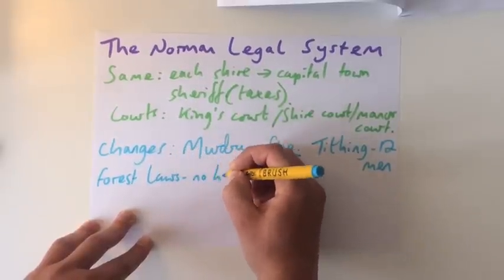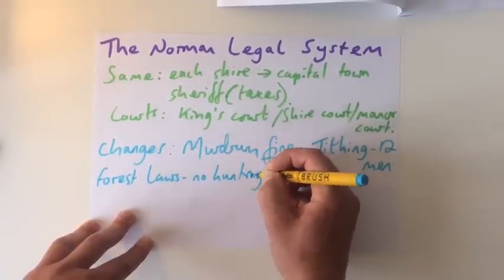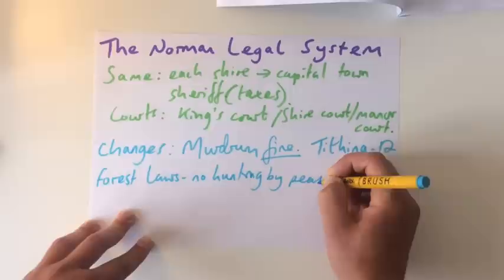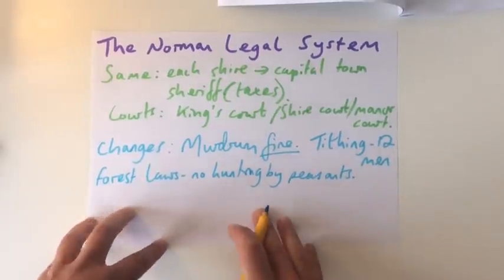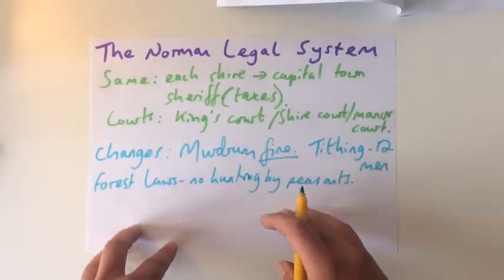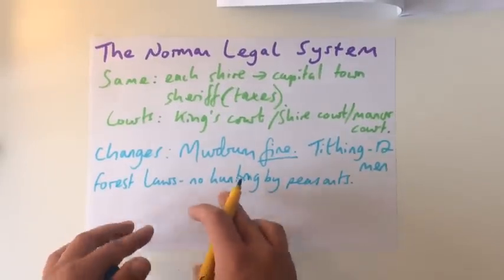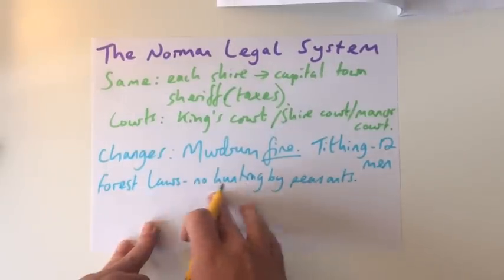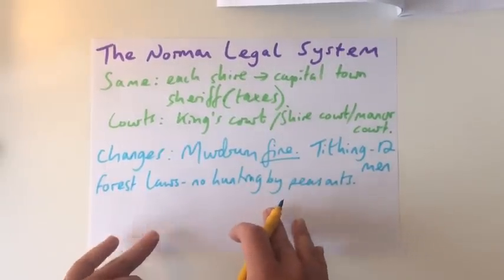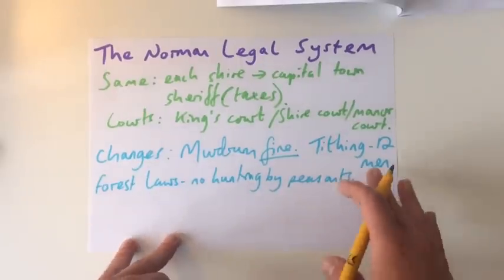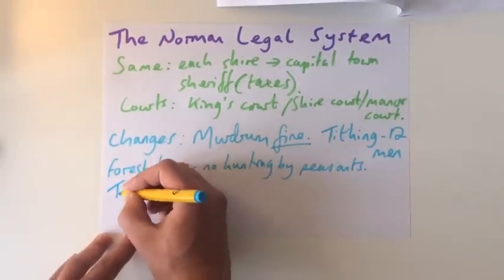So there is no hunting by peasants in English forests. William loved hunting, and he got rid of the law that existed in the past where peasants could hunt for food to supplement their diet in the forest. So he gets rid of that. Probably more interestingly, what else does he change?